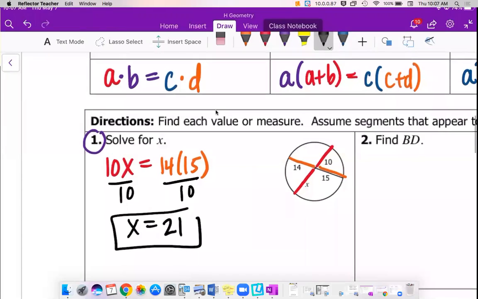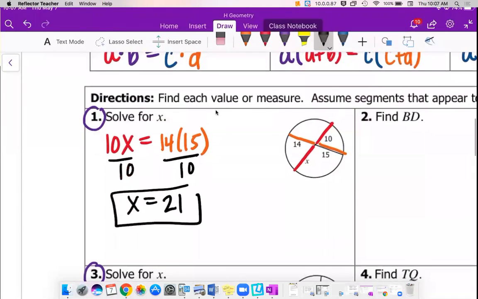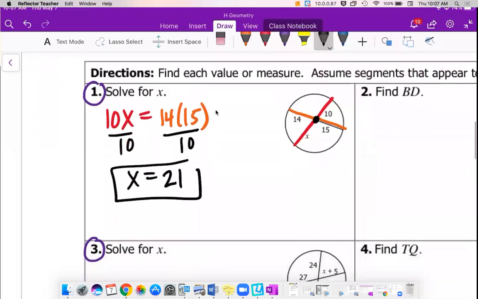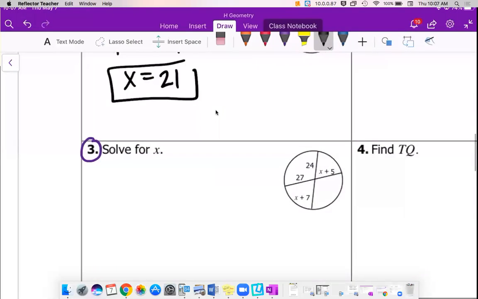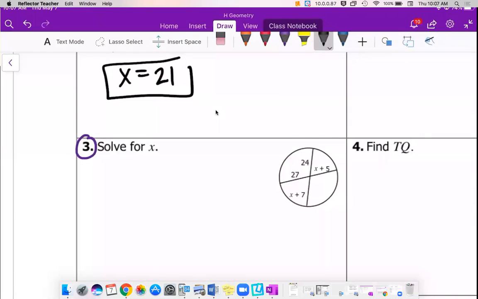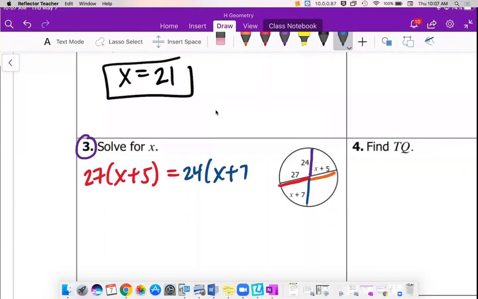So this is if you have two chords or two secants that are intersecting inside of your circle because your intersection point's in here. Okay, so this one is the same thing. You still have two chords that are intersecting inside, but we're now going to have to do a little bit more algebra. So we know that 27 goes with x plus 5. So one formula we can write is 27 times x plus 5, which we know is going to equal, and then we know 24 and x plus 7 also go together. So 24 times x plus 7.